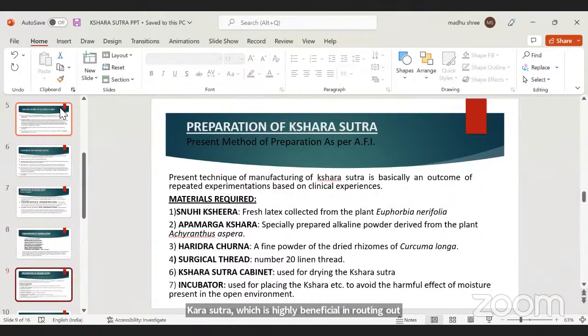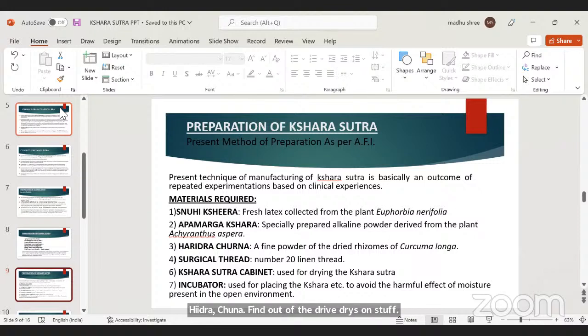Preparation of Kshara Sutra, that is, the present method of preparation as per the Ayurvedic Pharmacopoeia of India. The present technique of manufacturing is basically an outcome of repeated experimentations based on clinical experience, and the materials required are: Snuhi Kshira, fresh latex collected from the Euphorbia nerifolia plant; Apamarga Kshara, a specially prepared alkaline powder derived from Achyranthes aspera; Haridra Churna, fine powder of the dried rhizomes of Curcuma longa.